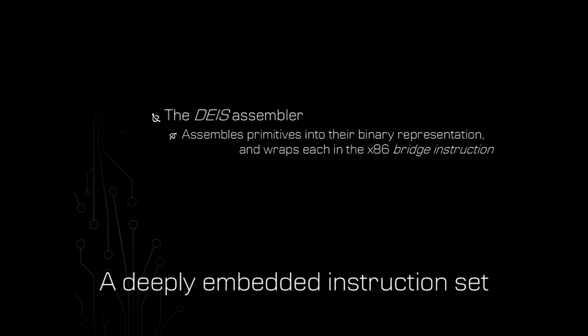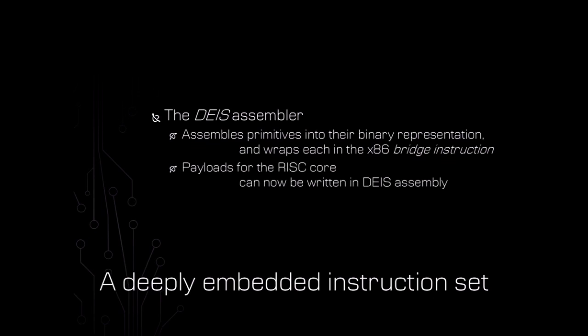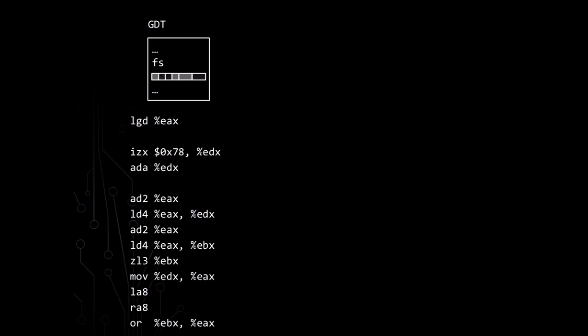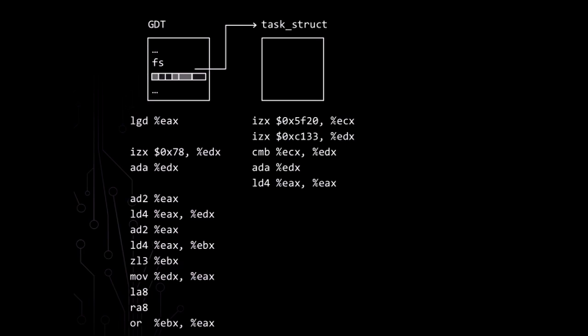I can then wrap each of those instructions in the x86 bridge instruction and send that instruction over to the RISC core in order to execute that instruction. So looking at our payload again in DICE assembly, it looks something like this. We grab the global descriptor table register. We calculate an offset to that FS descriptor. We use our ring circumvention instructions in order to pull that descriptor directly out of kernel memory and parse its bit patterns. At that point, we've got a pointer to the task struct.